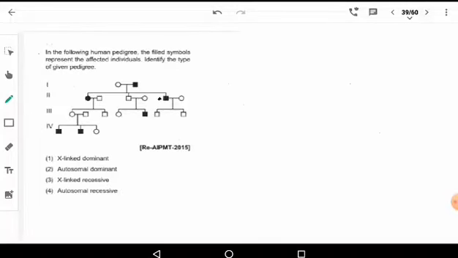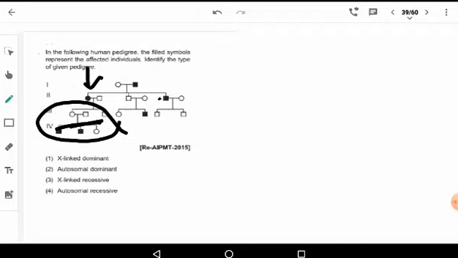Next question is a question based on pedigree. Now here, if I am observing the fourth generation, the fourth generation individuals are affected, but their parents are not affected. So it is going to be a recessive disease. Since a female is also affected over here, it is going to be autosomal recessive. So option number 4 is going to be the answer.